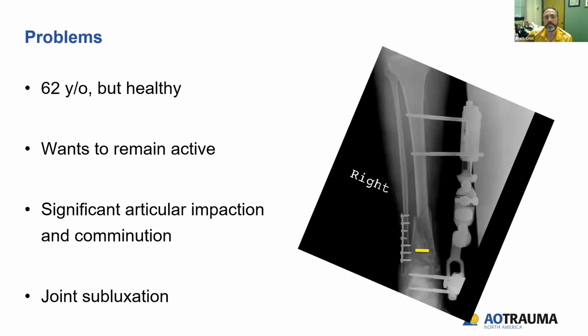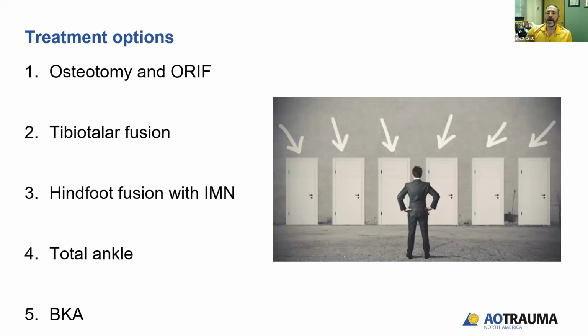She's 62 and wants to remain active. She has significant articular impaction and comminution and joint subluxation. The options that I thought of were osteotomizing her. On the CT scan, it showed that the articular surface was partially healed. There's definitely callus there. Really osteotomizing her main articular fragments, getting them down and supporting them.